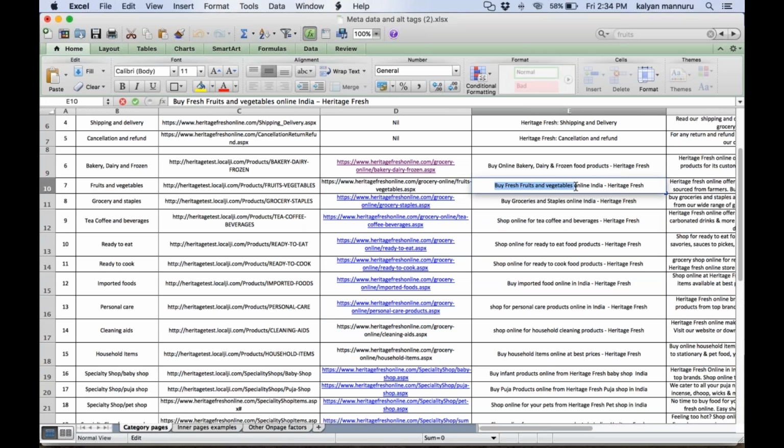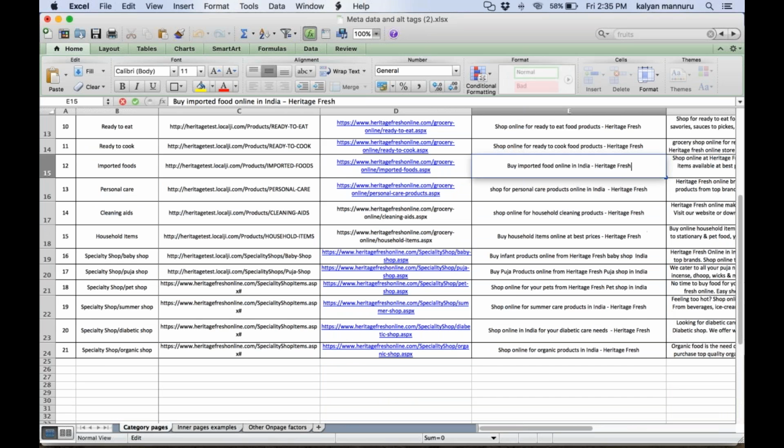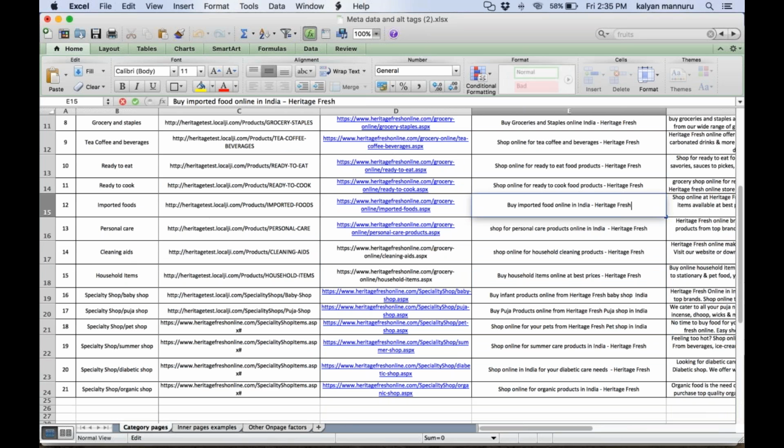I understand there are two topics here, not just one topic. This is happening because of the build structure. I cannot change the structure of how the developer has designed it. He has included fruits and vegetables into one category, he didn't include two categories, so we had to go ahead and do it. But from here there are separate ones. Ready to eat is a separate category, imported foods is a separate category. We are suggesting please include imported foods in the URL, please do the title. So hopefully you understand, these are category pages.